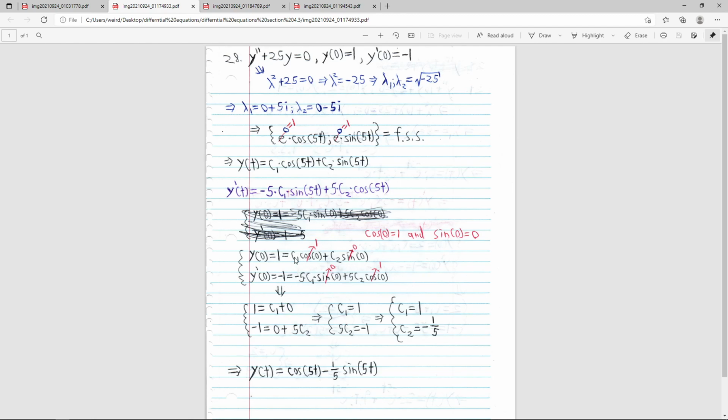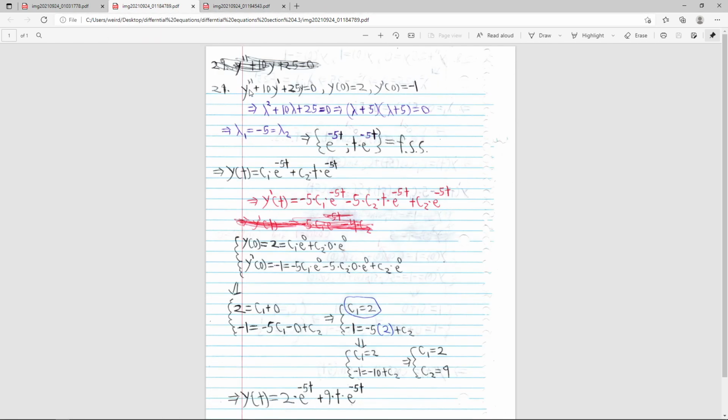And we just get c1 plus 0 on the right hand side, and 0 plus 5 times c2. So c1 equals 1, 5c2 equals negative 1, and then divide by 5 to get c2 equals negative 1/5, c1 equals 1. So y at t equals cosine 5t minus 1/5 times sine of 5t. And that's that.